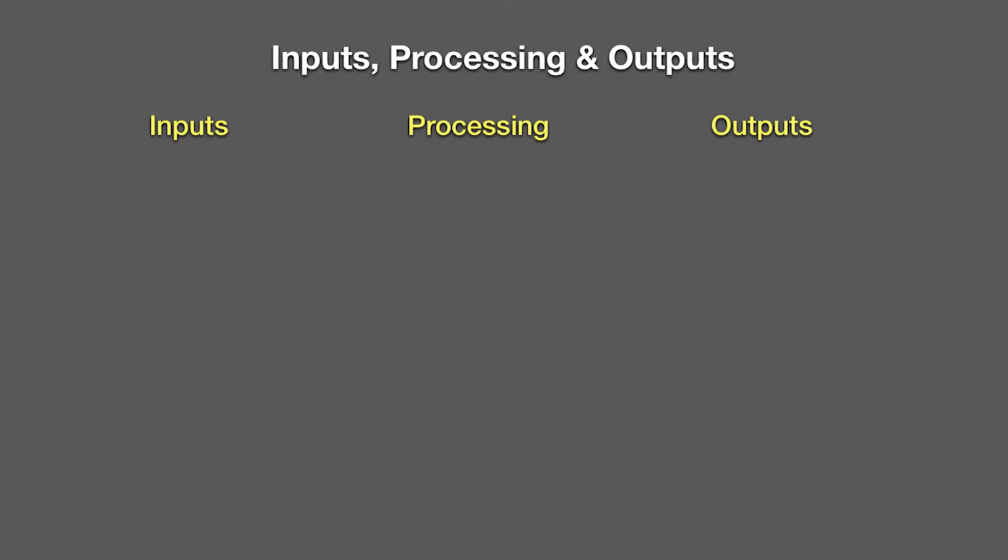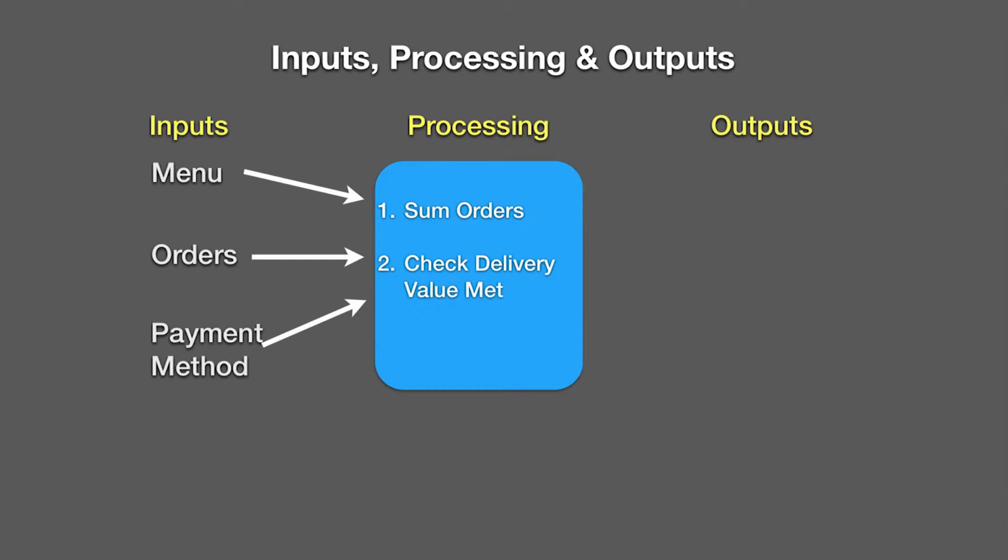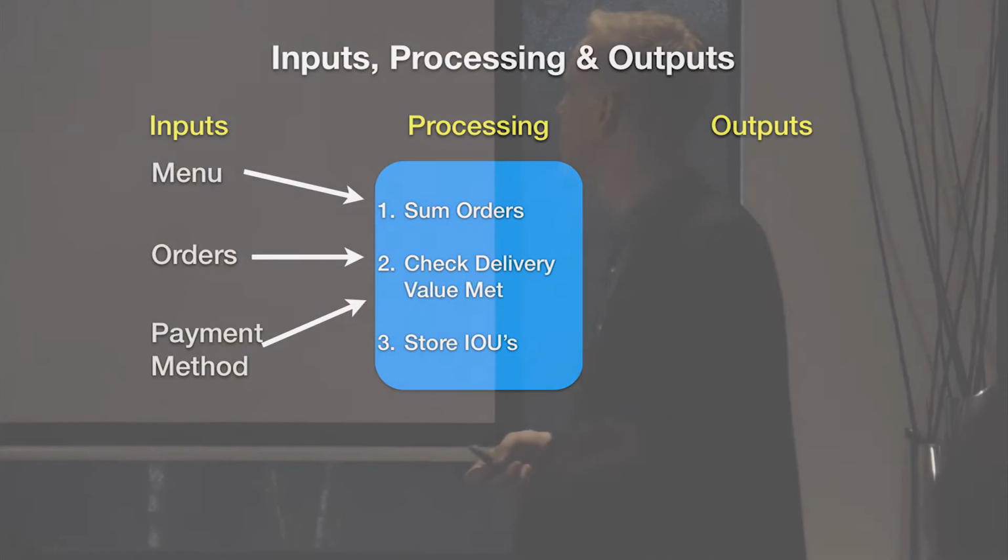We actually have to input the menu into the curry ordering system. The menu changes. We have to put orders into it, and we have to put in payment methods or payment preferences. We have to sum the orders, add them up. We have to check that the delivery value is met. You can't put a curry order through for less than $30 with our local curry shop. Otherwise, someone's got to go and drive down and pick it up. And we store IOUs. We do some processing.